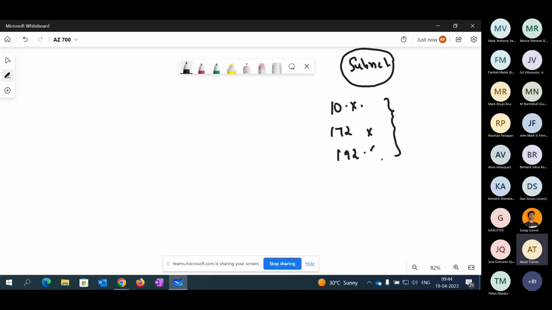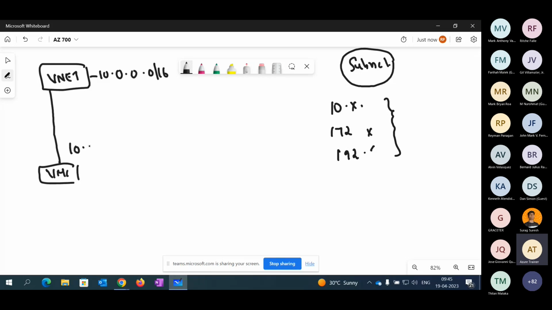Now today I'm starting a concept called reserved IP addresses. Yesterday you may have noticed that when you created a VNet, you defined the range 10.0.0.0/16, and the first VM mapped to the VNet got the IP address 10.0.0.4. Now we got a question: what happened to 0, 1, 2 and 3?